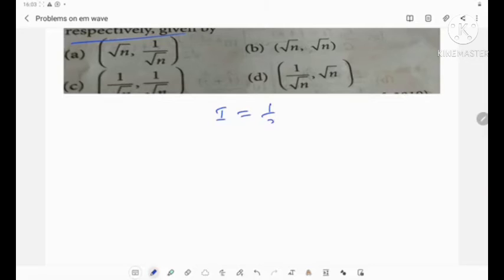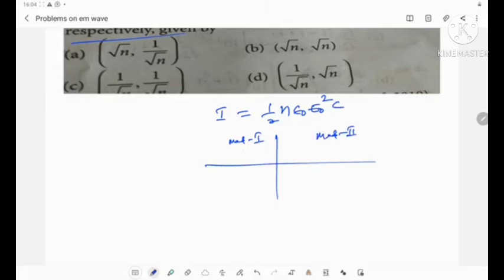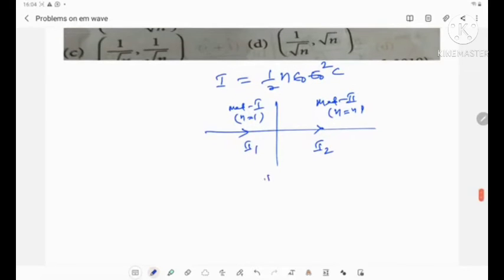intensity I is equal to 1 by 2 n in a medium, epsilon naught E naught square into C. See here, this is medium 1, this is medium 2. Here n is equal to 1, and here n is equal to n, the refractive index. The wave is traveling from vacuum to this medium. Here is intensity I1, here is intensity I2. But here there is no energy loss, therefore I1 is equal to I2.